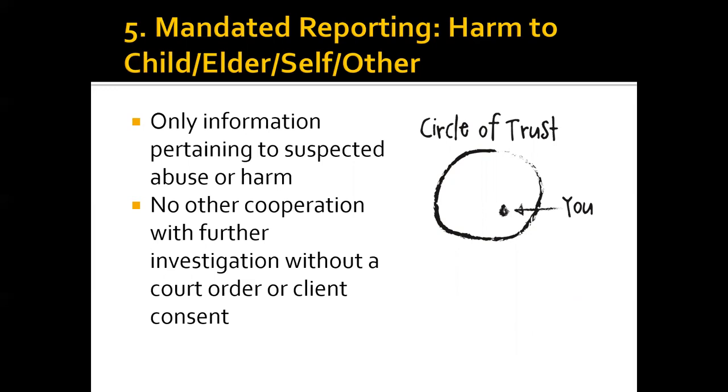Now, only the information pertaining to the suspected abuse or harm should be communicated. No other cooperation with further investigation should be done without a court order or some kind of client consent. So in other words, if Child Welfare Services opens an investigation and after you call them, they contact you and say, hey, I need to talk to you, I need a lot more information about this client, how long they've been in treatment and their prognosis and all the rest of that, you cannot give that information unless you have a written consent. Once you broke confidentiality simply to report the suspected child abuse, your mandated reporting exception closes.